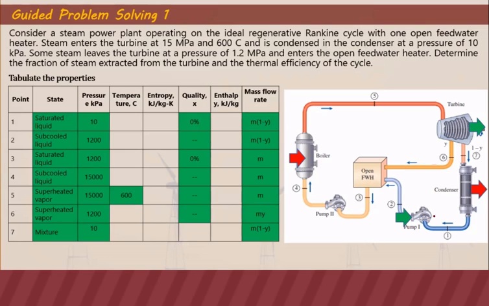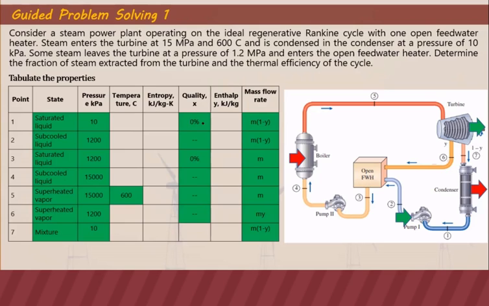So for point 1, we assume that the working fluid will exit the condenser at point 1 as a saturated liquid. It is given that the pressure of the condenser is 10 kPa. So the pressure at 7 and 1 is the same. Point 1 is given as 10 kPa, that's why we have 10 kPa. And this is a saturated liquid, so the quality is 0.